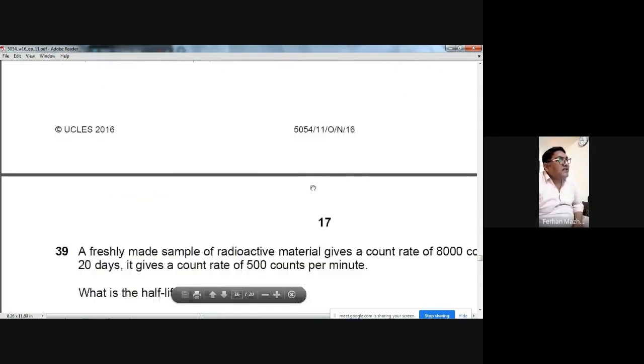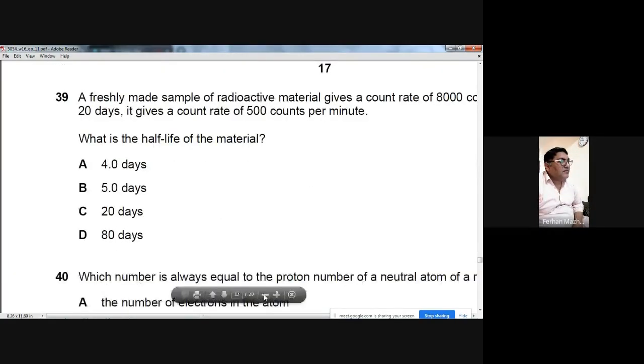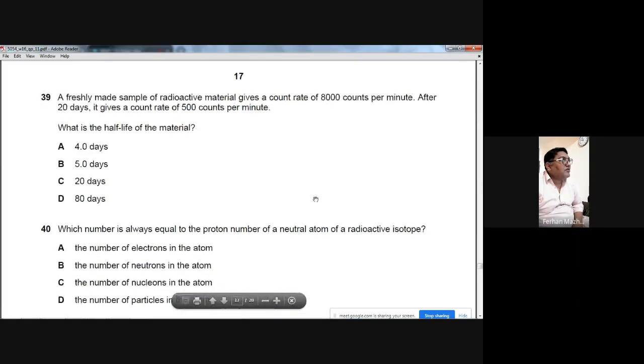Okay, 39th question. He says a freshly made sample of radioactive material gives a count rate of 8,000 counts per minute. After 20 days, it gives a count rate of 500 per minute. It's very simple. When the count rate was 8,000, halve it. It will become 4,000. Halve it, it will become 2,000. Again halve it, 1,000. Again halve it, 500.